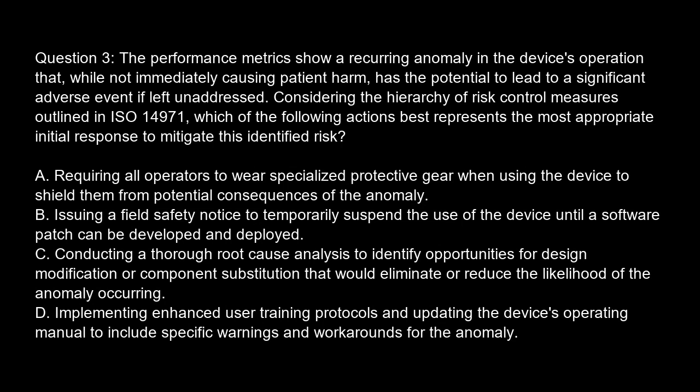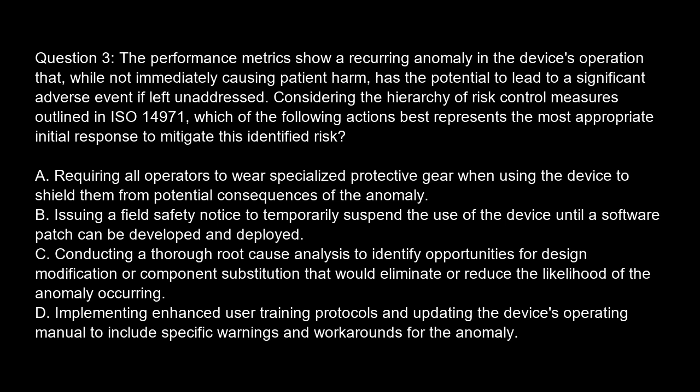Question 3. The performance metrics show a recurring anomaly in the device's operation that, while not immediately causing patient harm, has the potential to lead to a significant adverse event if left unaddressed. Considering the hierarchy of risk control measures outlined in ISO 14971, which of the following actions best represents the most appropriate initial response to mitigate this identified risk?